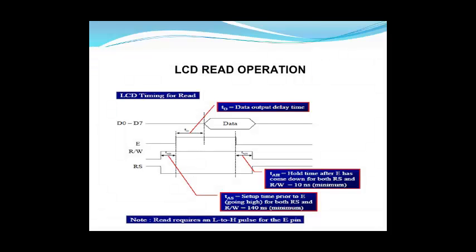Now we'll have a look at the timing diagram of the LCD read operation. We can see that whenever the enable pin goes from low to high, the read write pin is high, and the register select pin is low, the LCD read operation is performed.